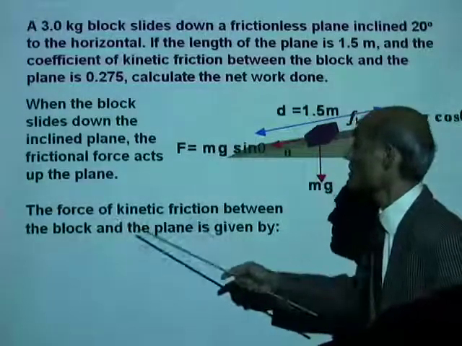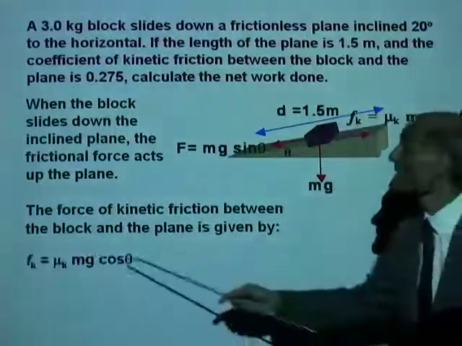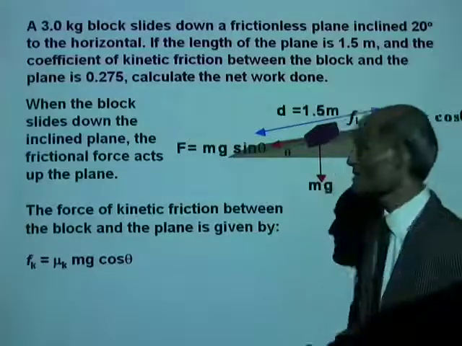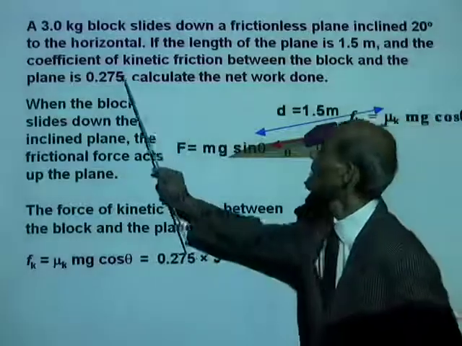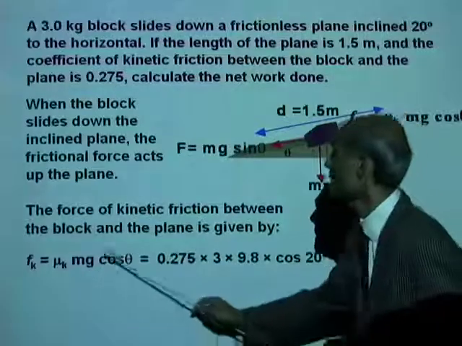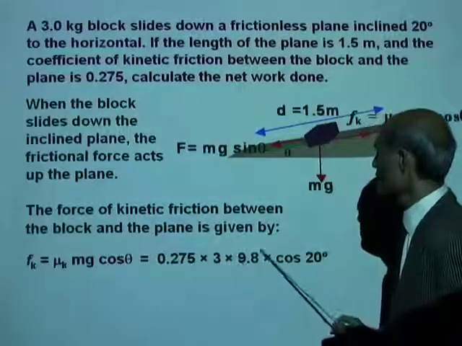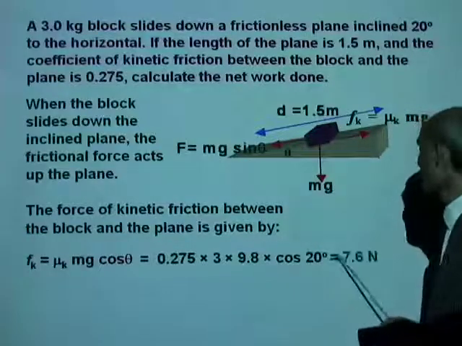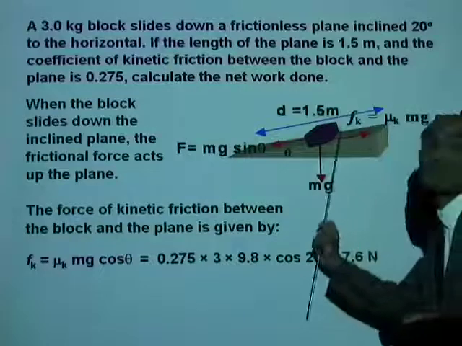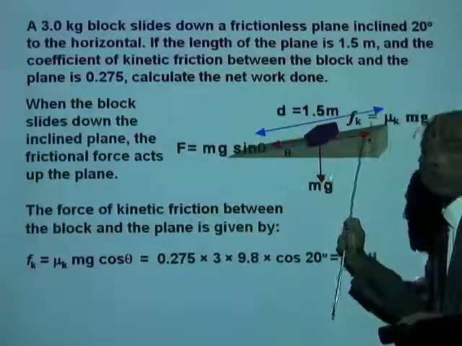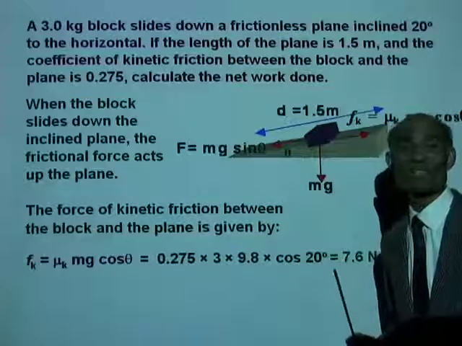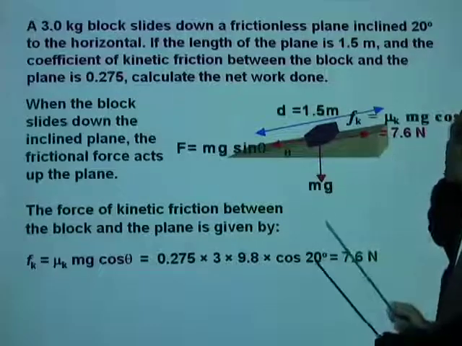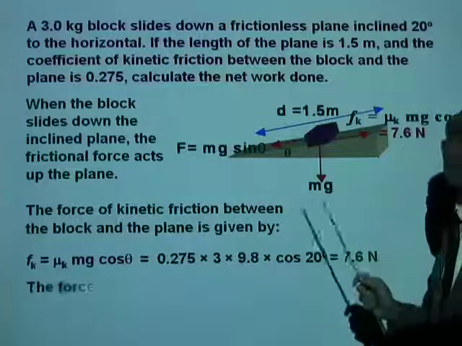Now the force of kinetic friction between the block and the plane is Fk equal to mu k mg cos theta. And that will be mu k is given 0.275, m is 3 kilogram, g we know, and the angle is 20 degrees, so that will be 7.6 Newton. The frictional force acting up the plane is 7.6 Newton.